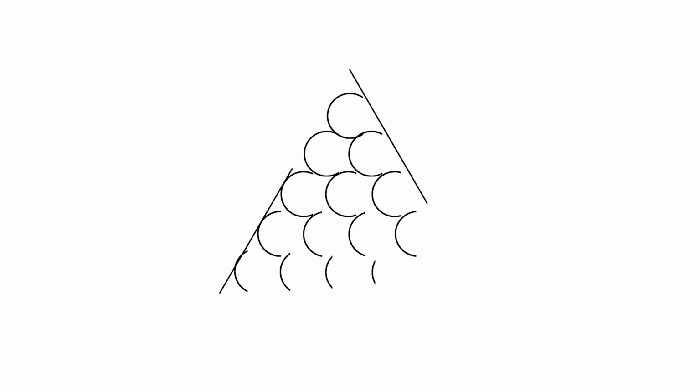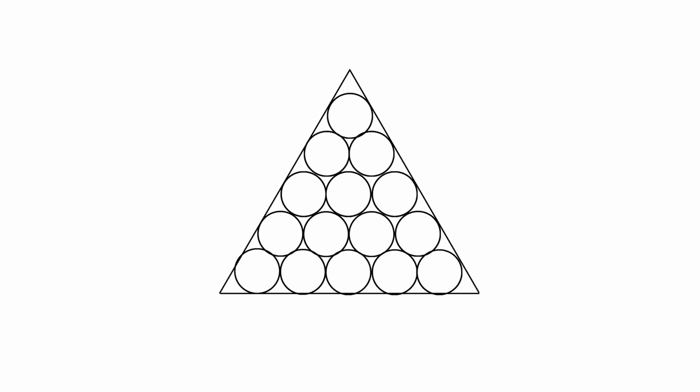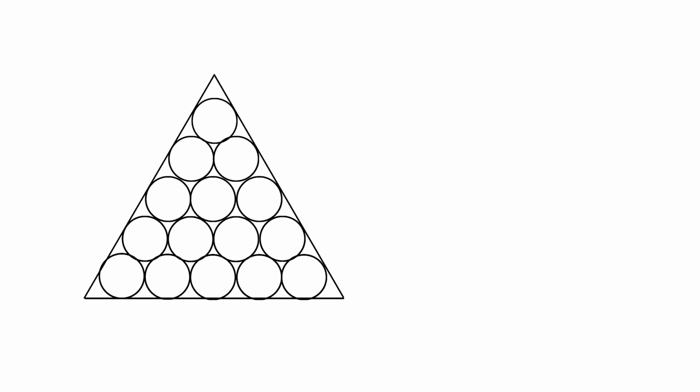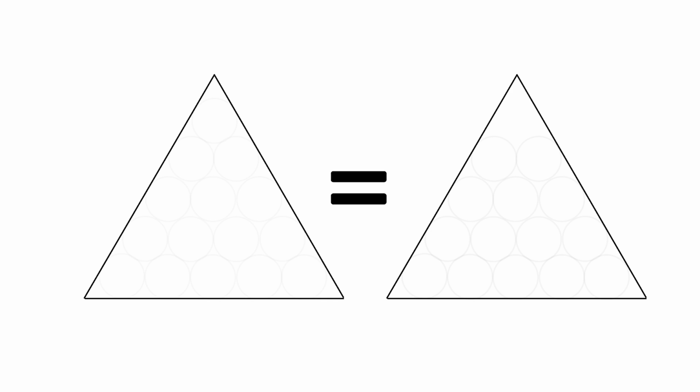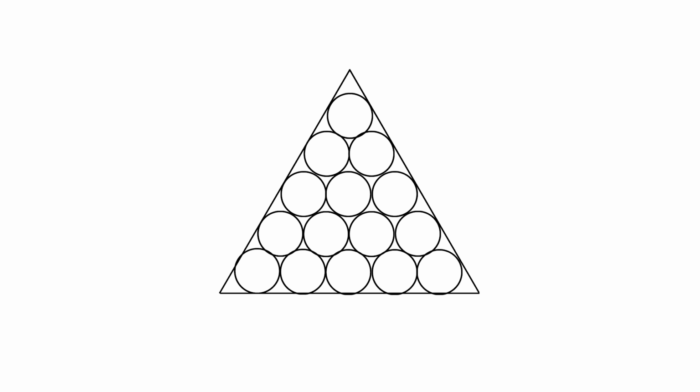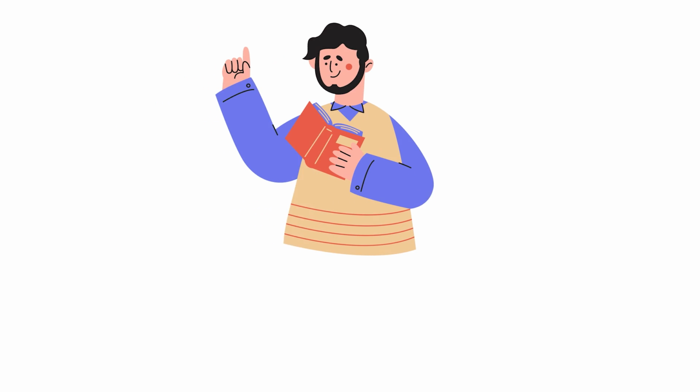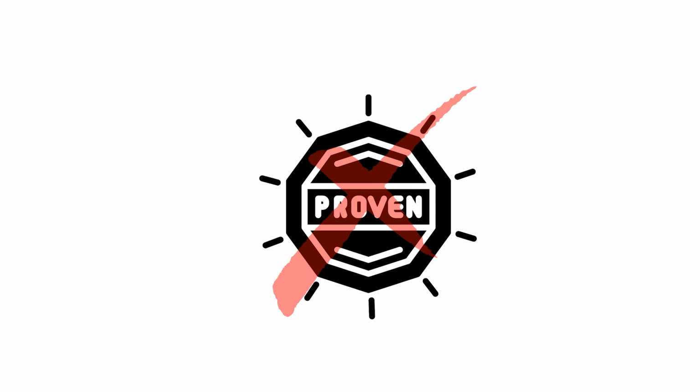If you have a triangular number n of unit circles, then the optimal bounding triangle for n and n minus 1 is the same. In other words, given an optimal packing of n circles in an equilateral triangle, you can always remove a circle and still have the packing be optimal. This conjecture seems to make intuitive sense, but it has not been proven.